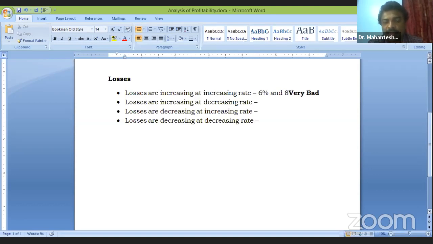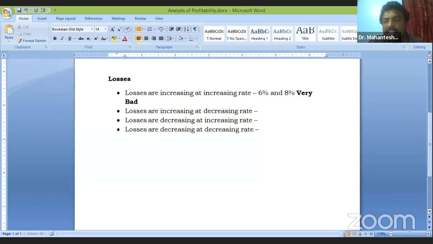But this year there is a loss, how much? 8%. Last year losses were increased at 6%, but this year losses have increased at 8%. Negative profit. The losses are increasing at an increasing rate is definitely a bad sign for the company. It's not a good thing.